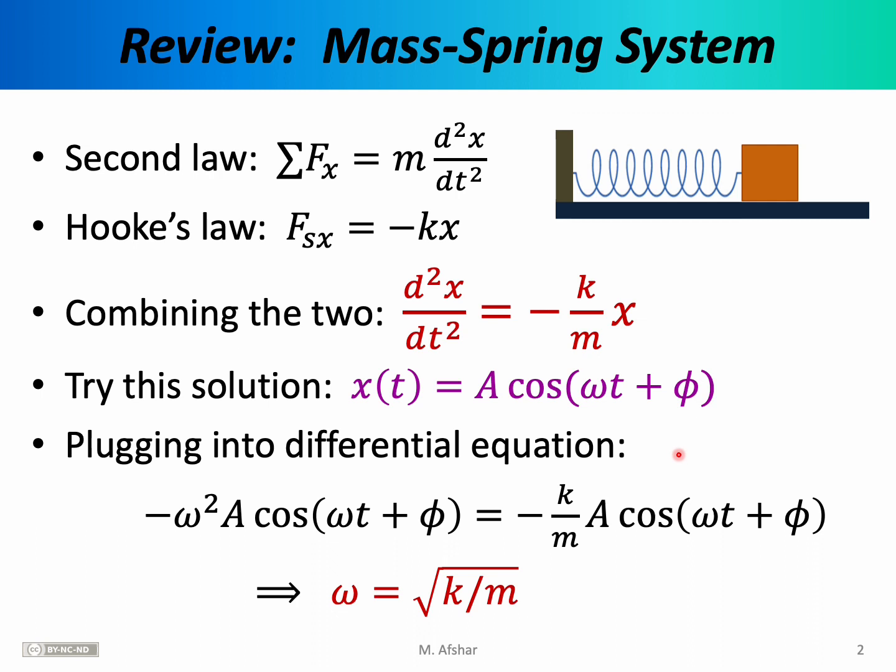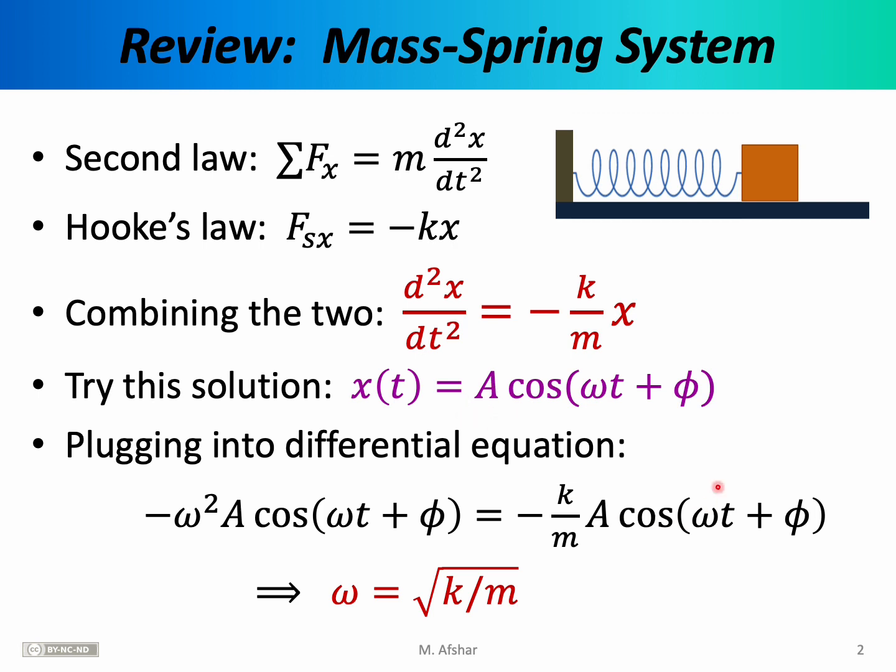We can verify that guess by actually substituting this cosine function into the differential equation and seeing that it does indeed satisfy the differential equation. In order for this function, A cosine(omega t plus phi), to be a solution, omega must be equal to plus or minus the square root of k over m. By convention, we choose the positive square root.